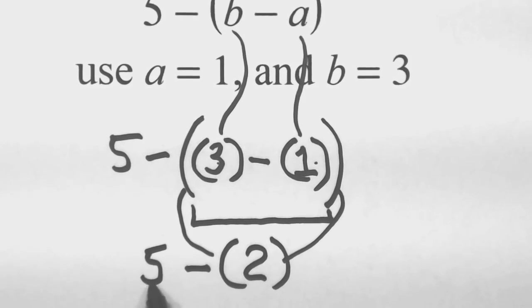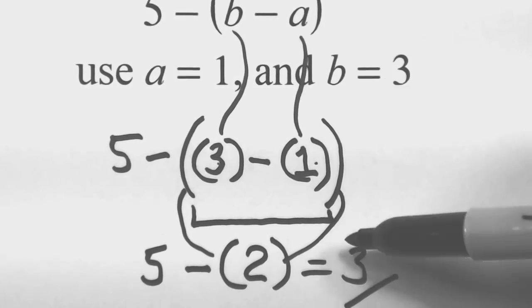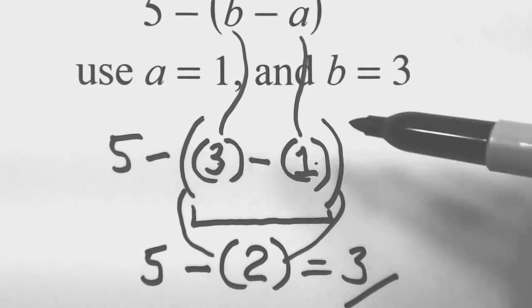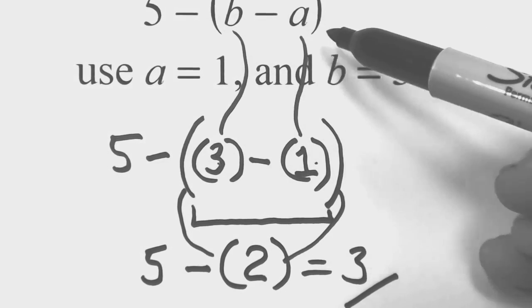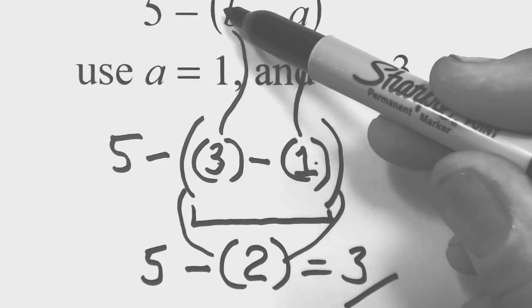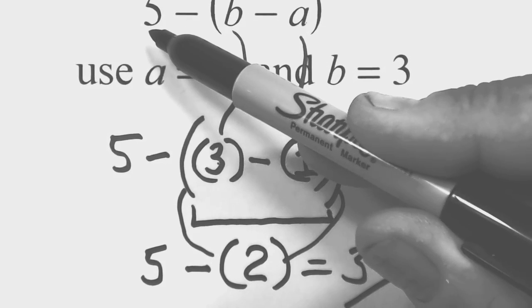Okay, well, now there's only one operation left to be done. 5 minus 2 simply gives me 3. So the final value of our expression turns out to be 3. So remember, if you've got other parens in here, copy them in. They're part of the problem, just like the minus and the 5.